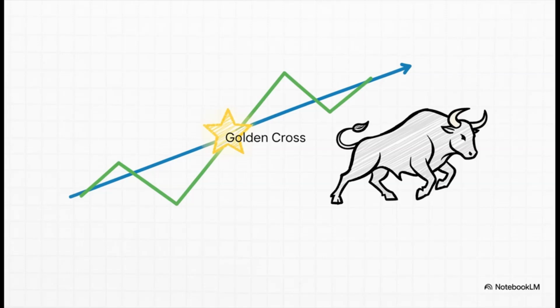Let's talk about the big one. You've probably heard of it, the golden cross. This is what happens when a shorter-term average, say the 50-day EMA, punches above a longer-term one, like the 200-day EMA. When that happens, for a lot of traders, that's like a big flashing green light. It's a classic sign that a bullish run, an uptrend, could be just getting started.